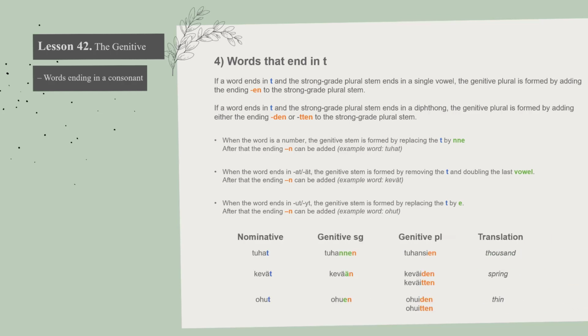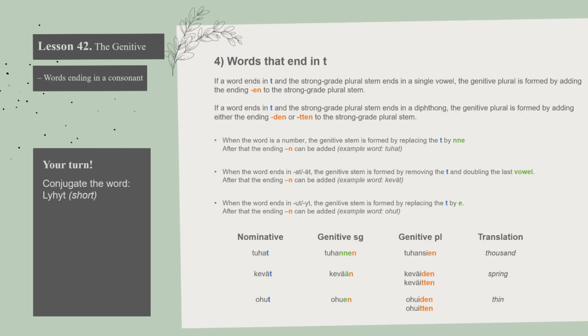Here are some examples. Tuhat, tuhannen, tuhansien. 1,000. Kevät, kevään, keväiden, keväitten. Spring. Ohut, ohuen, ohuiden, ohuitten. Thin. Now it's your turn. Try to conjugate the word lyhyt. Lyhyt, lyhyen, lyhyiden, lyhyitten.